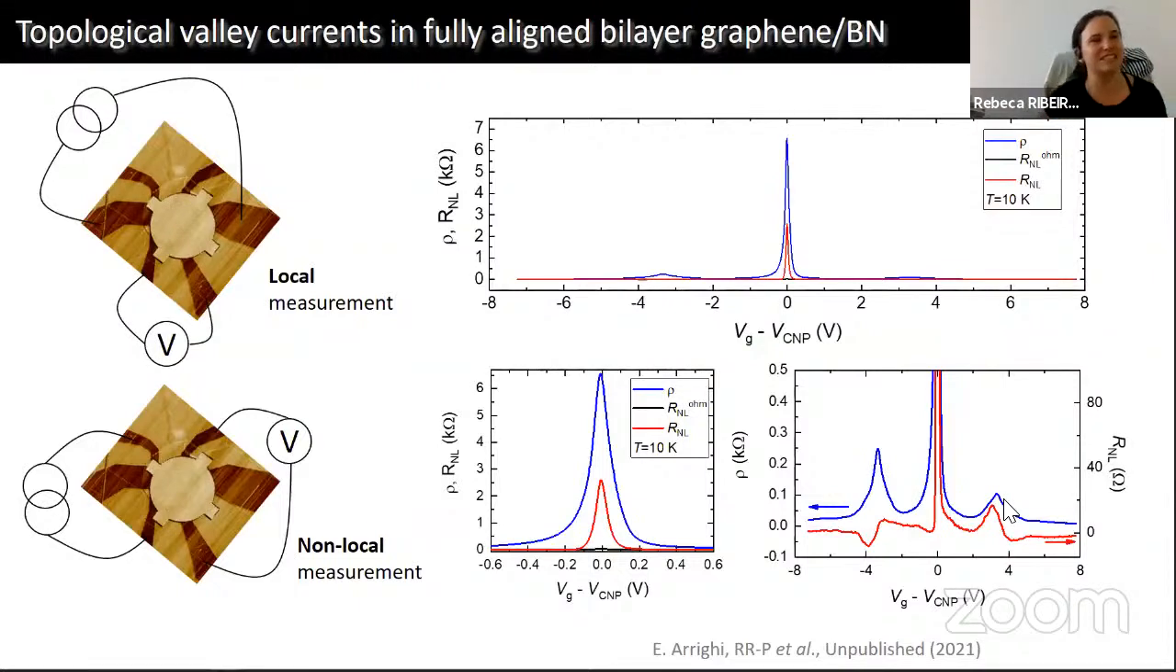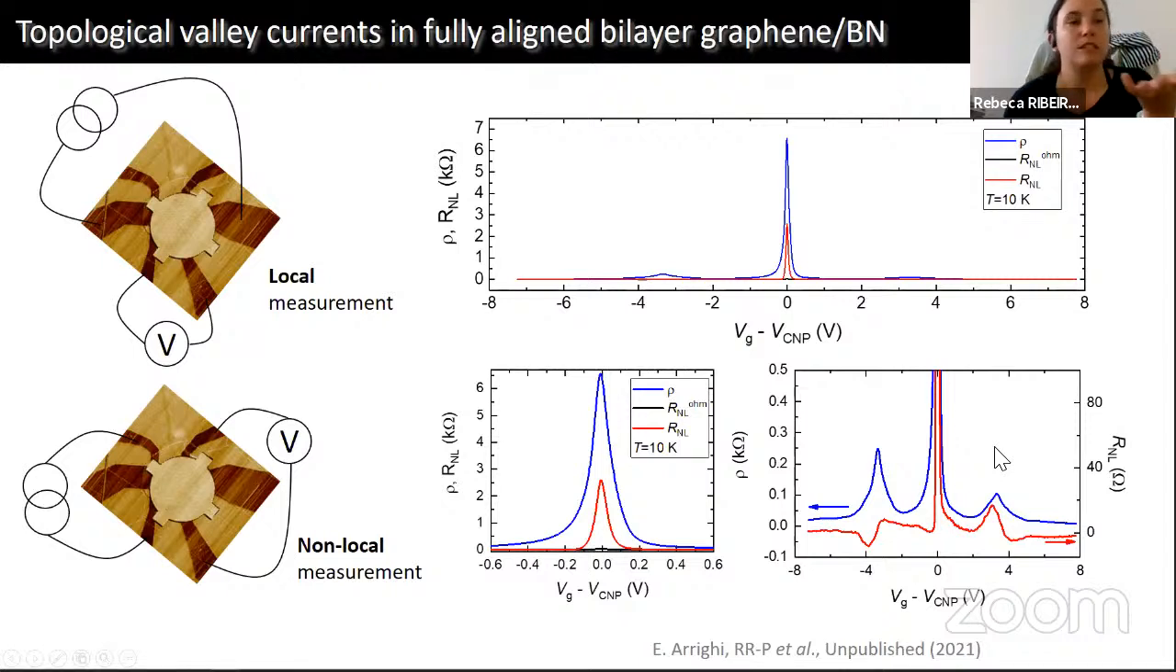Or where we think the fun starts. So if you remember from previous measurements, the non-local resistance was always following very well the behavior of the local resistance, but it's not at all the case in our samples. In fact, for the charge neutrality point, yes, it's following very well. However, for the satellite peaks, we're having a negative non-local resistance. The same for the second satellite peak, we are having also a dip after the peak.